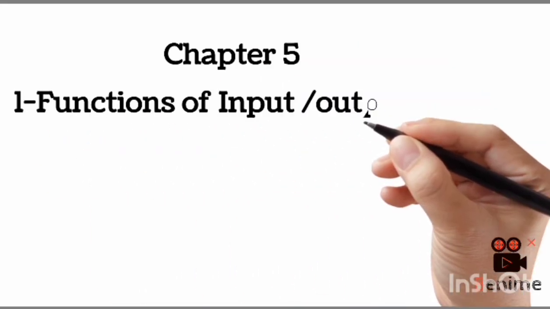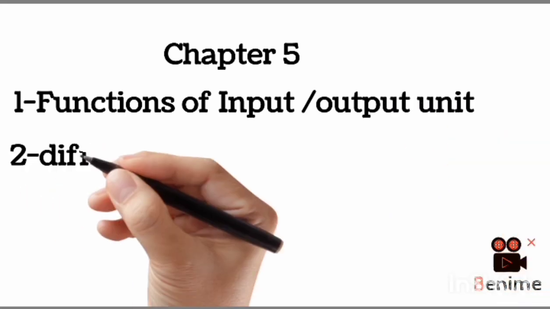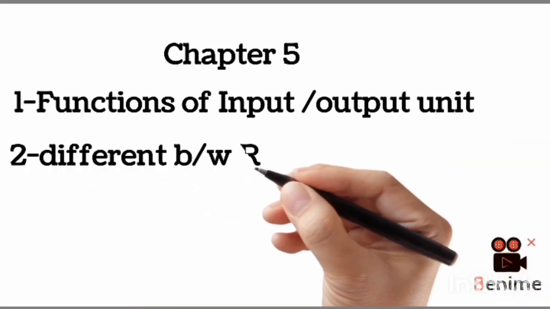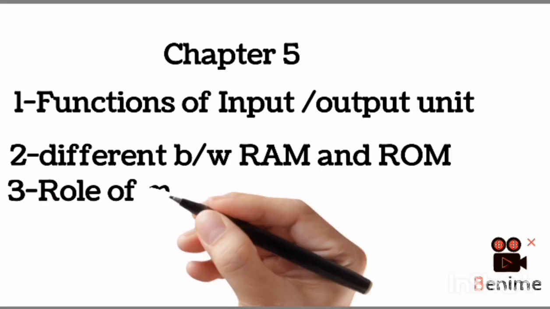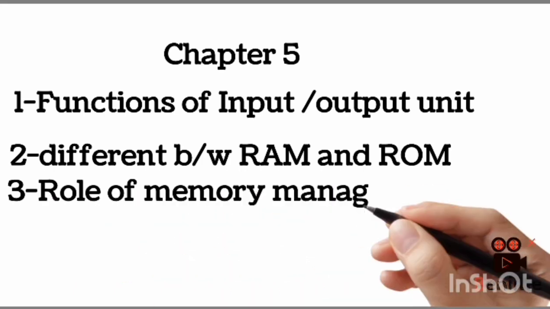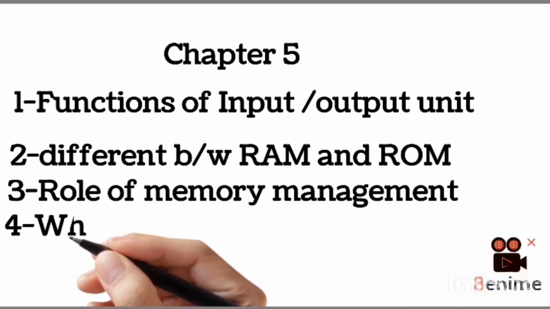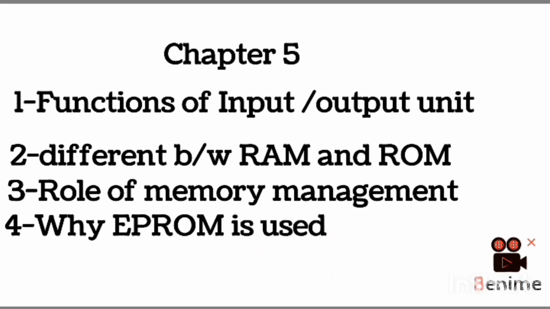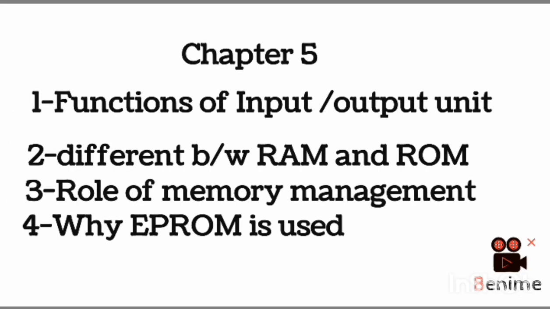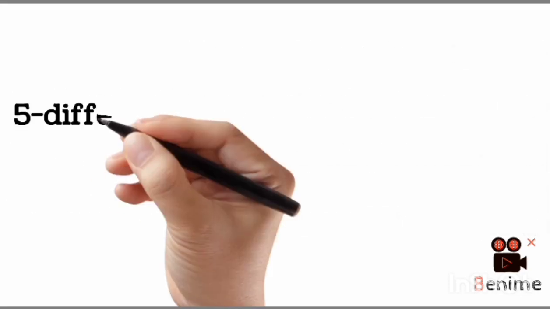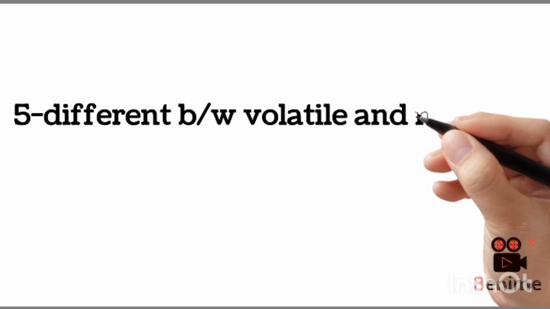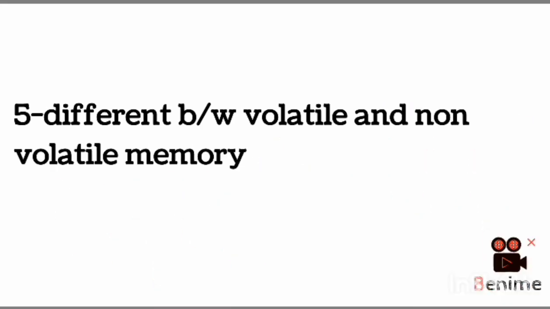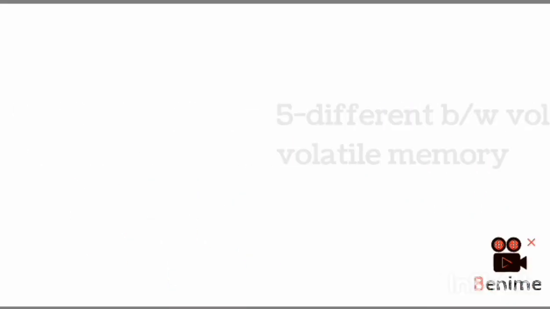Chapter number 5. Function of input-output unit. Difference between RAM and ROM. Role of memory management. Why EPROM is used. Difference between volatile and non-volatile memory.